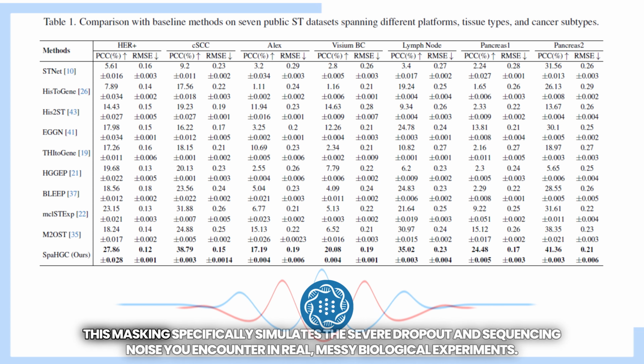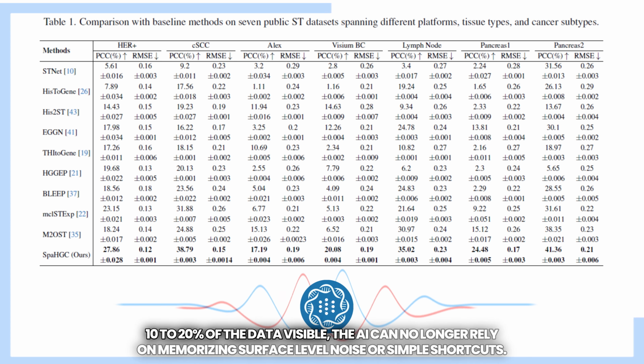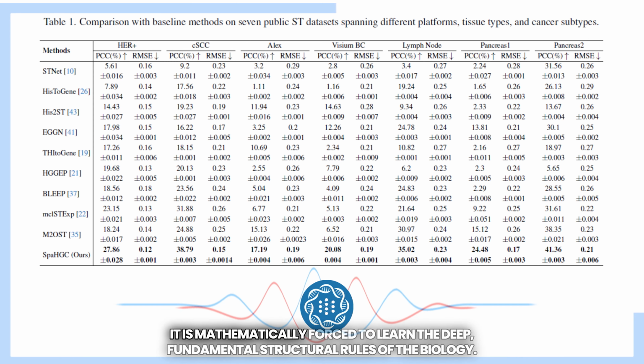Okay. This masking specifically simulates the severe dropout and sequencing noise you encounter in real, messy biological experiments. So by forcing the AI to reconstruct the underlying patterns and make accurate predictions with only like 10 to 20% of the data visible, the AI can no longer rely on memorizing surface-level noise or simple shortcuts. It is mathematically forced to learn the deep, fundamental structural rules of the biology.